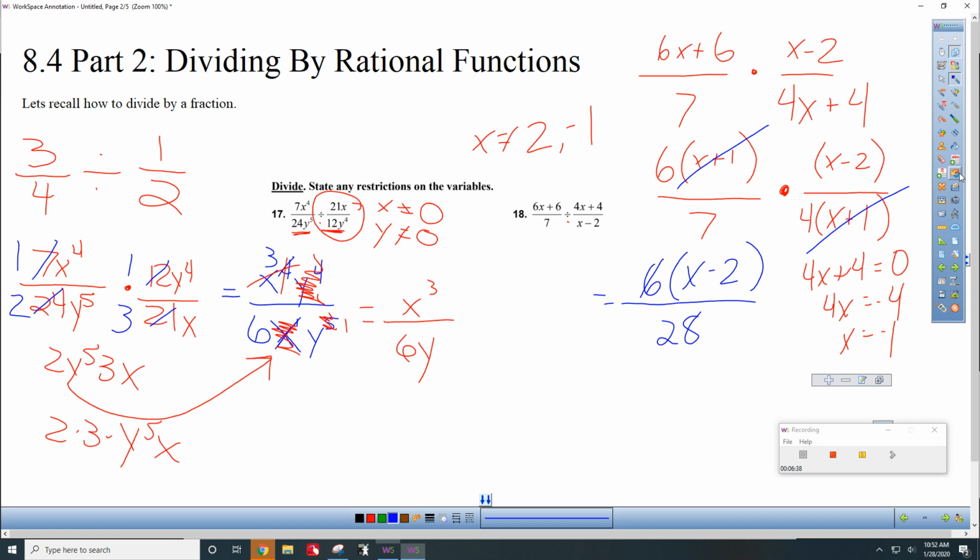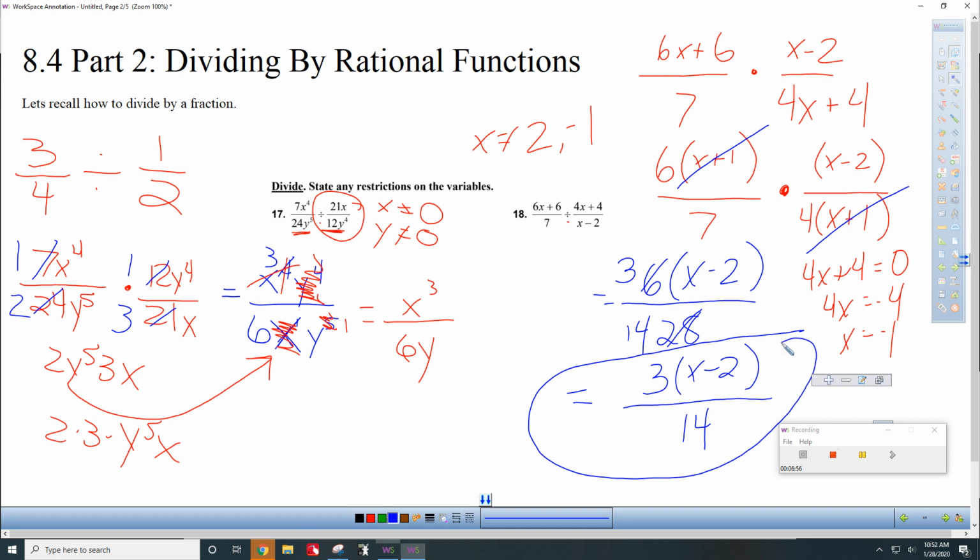Let's divide it by 2. Sorry. 6 divided by 2 is 3. 28 divided by 2 is 14. There's our answer. 3 times x minus 2 times 14. Does that help? Yes. All right, one more.